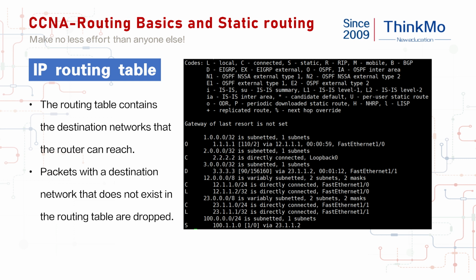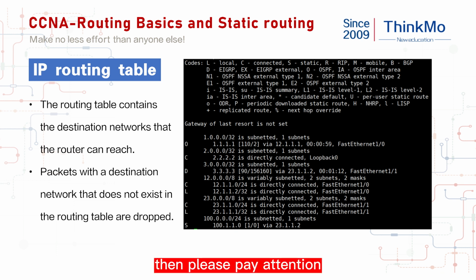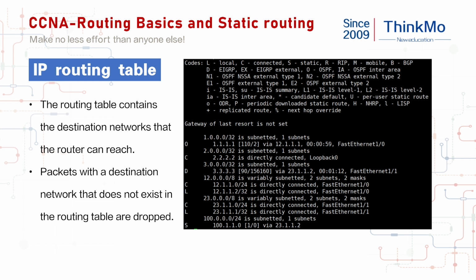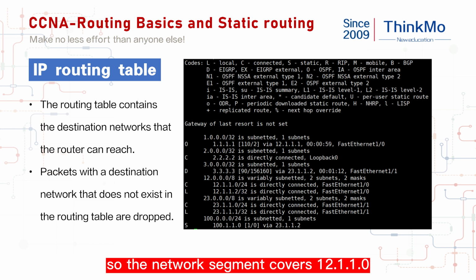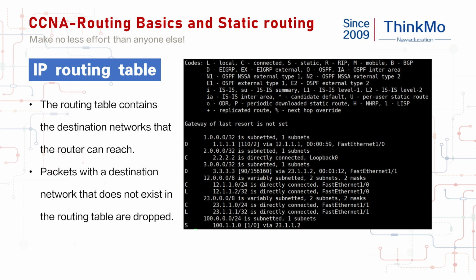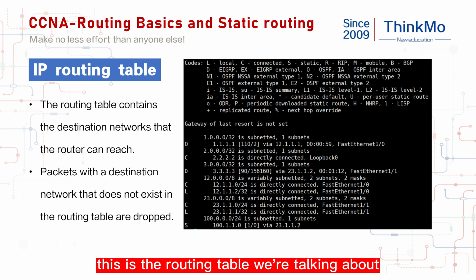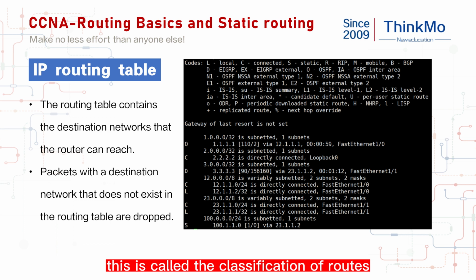Let me explain the difference. For example, this is a routing table on a router. A data is sent to this device going to 12.1.1.3. Then please pay attention. It can match this route. Then send it out through the 1.0 interface of the current device. But 1.1.1.1 represents an exact IP address. If a piece of data is to be sent to 1.1.1.1, it can help forward. If data is to be sent to 1.1.1.2, there is no corresponding route here. Just don't forward. So the network segment covers 12.1.1.0, that is, in fact, all addresses from .1 to .254 can be forwarded. This is called segment routing. This is the routing table we're talking about, some basic concepts of it. This is called the classification of routes.